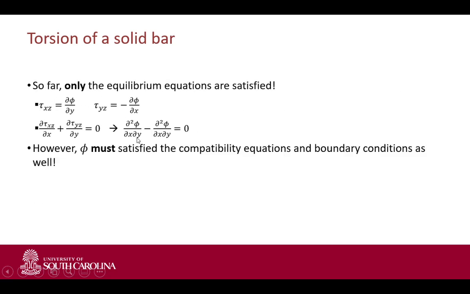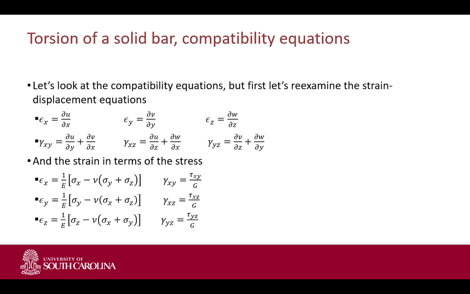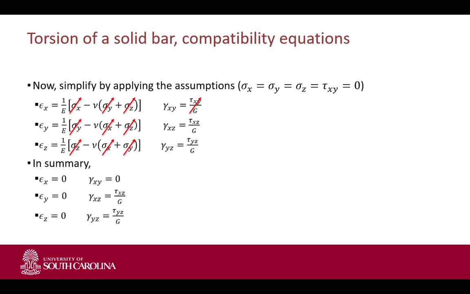So we can plug those conditions into our compatibility equations and see what we get out of those. Doing so, we can immediately get that the strains in x, y, and z must be equal to 0. The shear strain in xy must be equal to 0, and the shear strains in xz and yz are equal to the shear stresses in xz and yz respectively, divided by the shear modulus G.